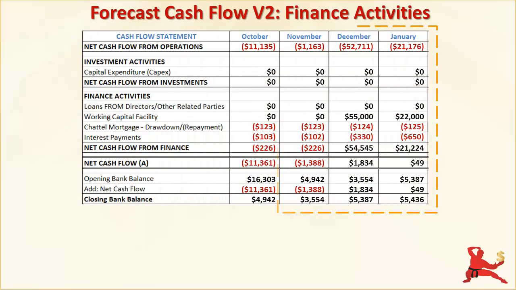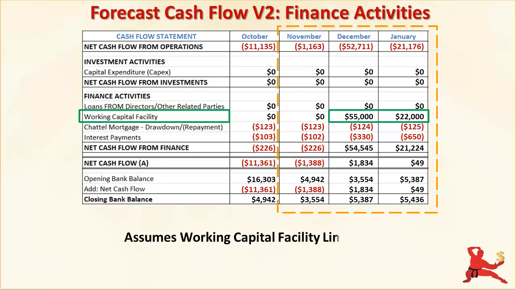It's in the finance activities of the forecast cash flow statement that we see the impact of the financing decisions. Borrowings made under the working capital financing facility show as cash inflows under financing activities. Note that it's not the facility limit of $80,000 that goes into the cash flow. Only the amount that we actually borrow that month is shown as the cash inflow.